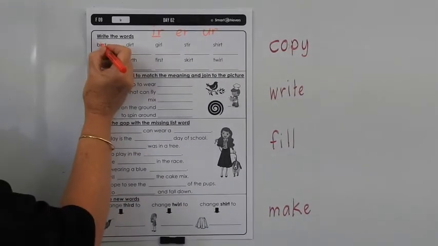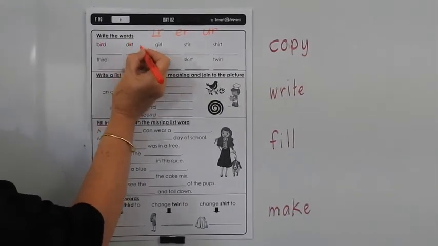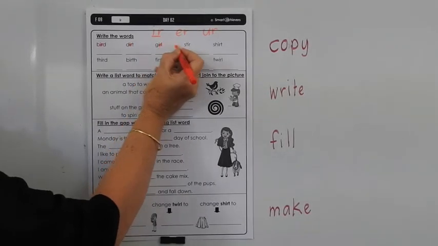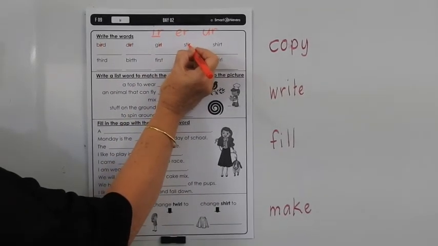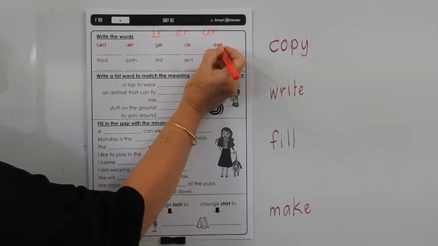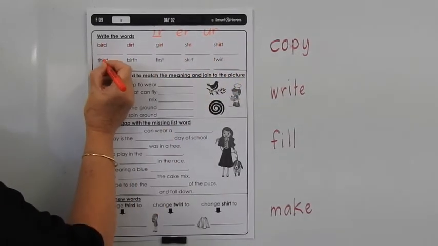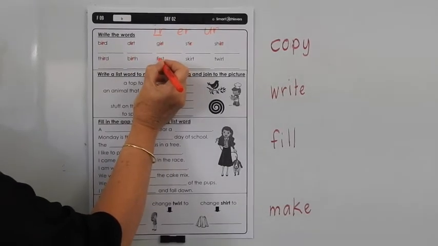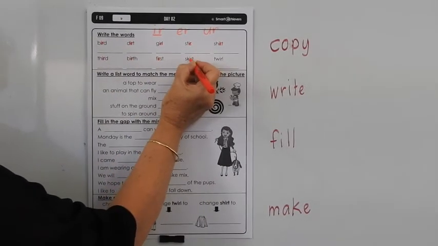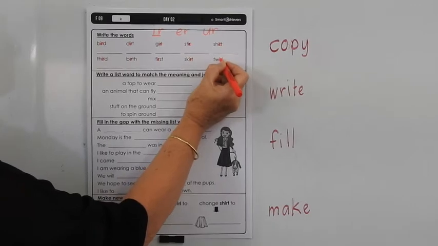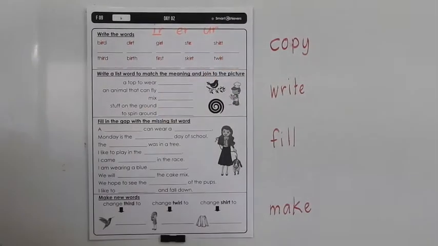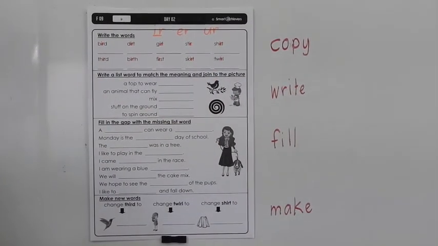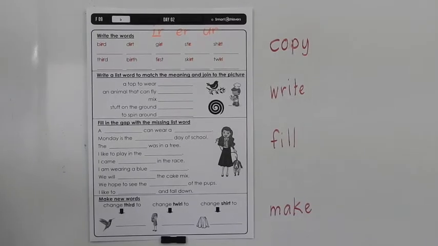So I've got stir, shirt, third, birth, first, skirt, twirl. Now if we go back, we can also see there's some other things hidden in here as well that we're revising.